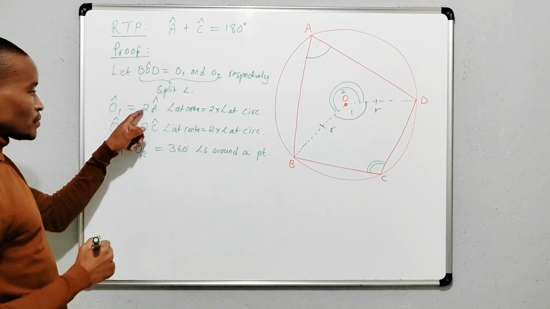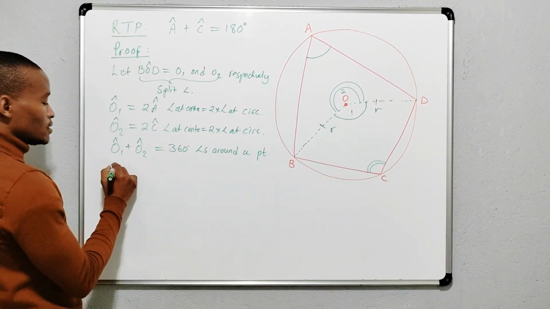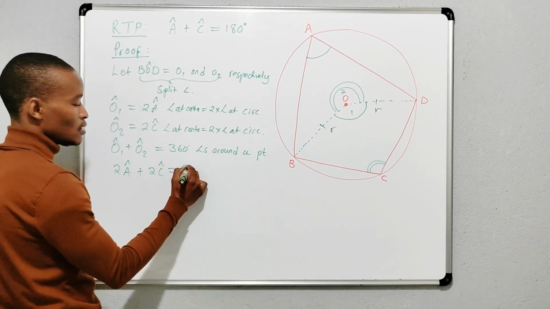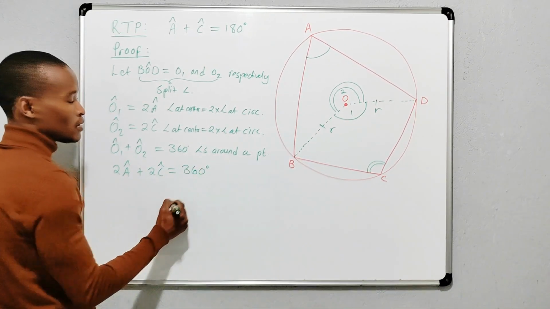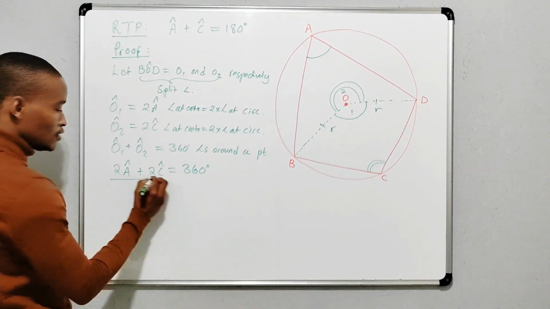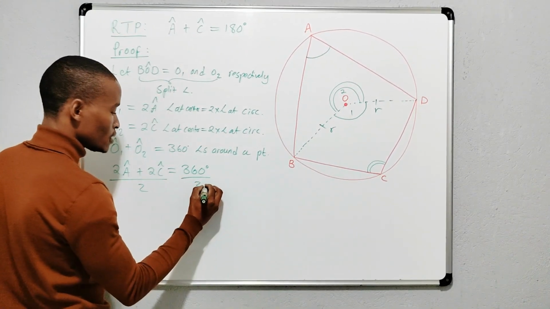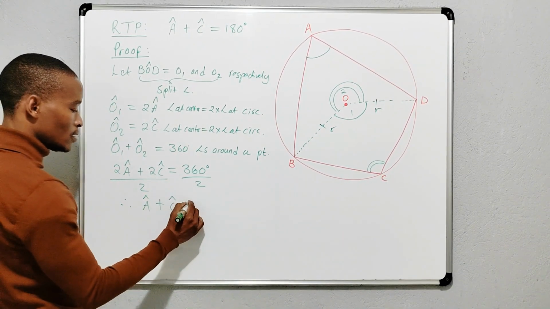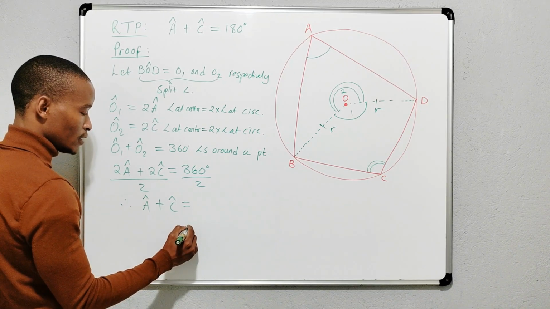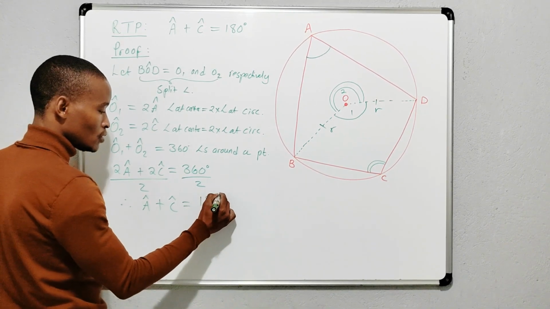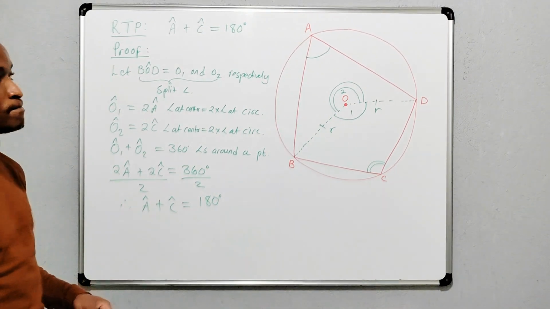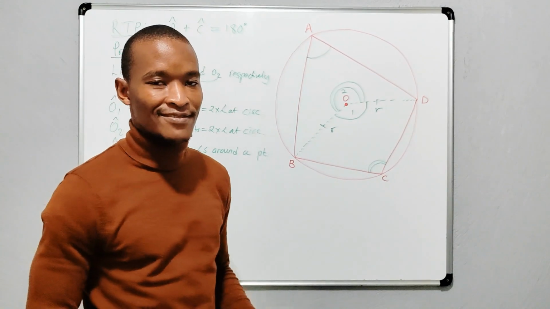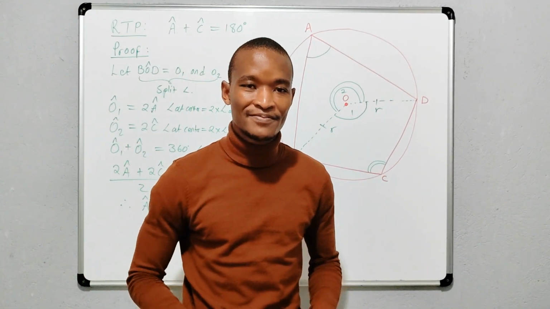By substitution, we have that angle 2 times angle A plus 2 times angle C is equal to what? 360. Division by 2 both sides, we can therefore conclude by saying that the sum of angle A and angle C is equal to 180. Okay, now are we done? Yes. Let's go to the next theorem.